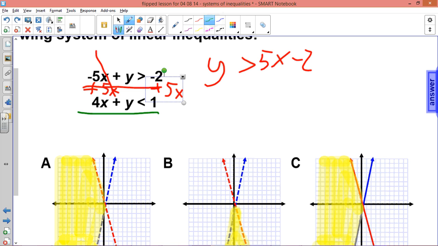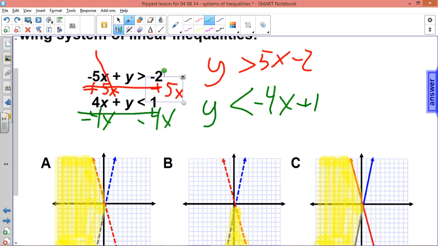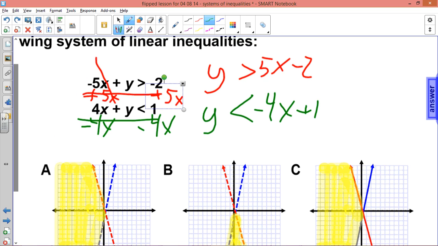In green, I need to solve that one as well, so I'm going to subtract 4x from both sides. This actually ends up being pretty easy. Y is less than negative 4x plus 1. And those are my two equations. Now I need to figure out which one is which, and which of these graphs can I eliminate.